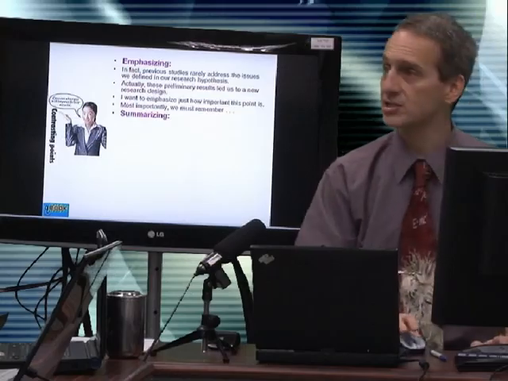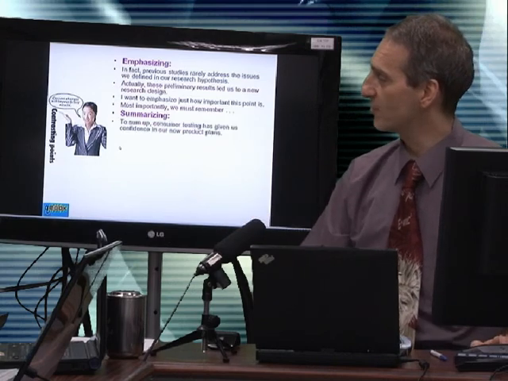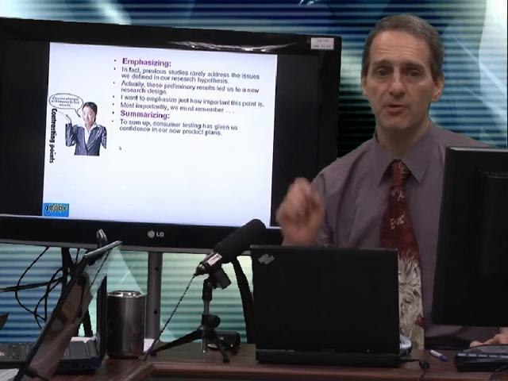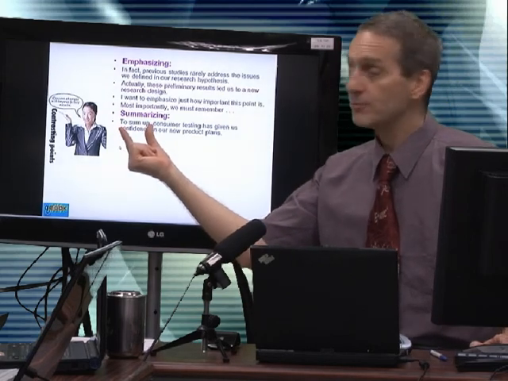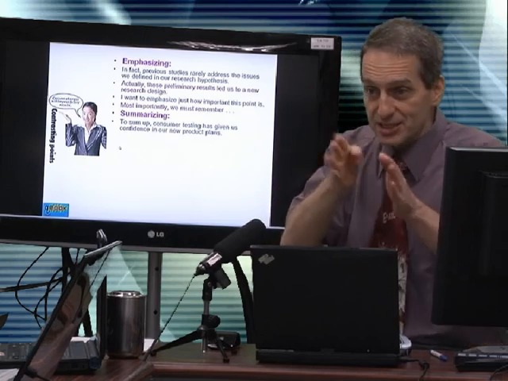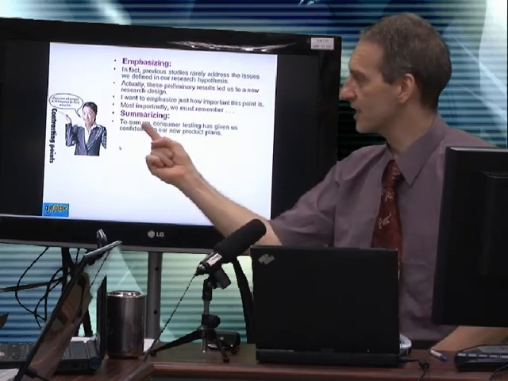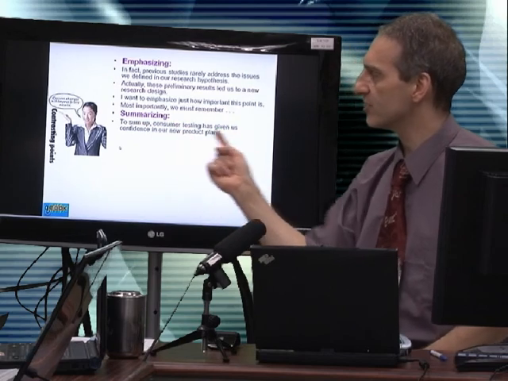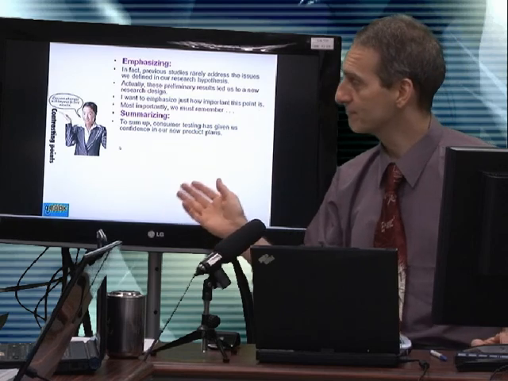Now we get to the end of each section. So at the end of each section, we need to signal a kind of summary. We're going to summarize. How do we summarize? We also need to tell people beforehand. I'm going to tell you, this is the end of this section. Part one, almost over. Let me tell you, to sum up, consumer testing has given us confidence in our new product plans. To sum up.